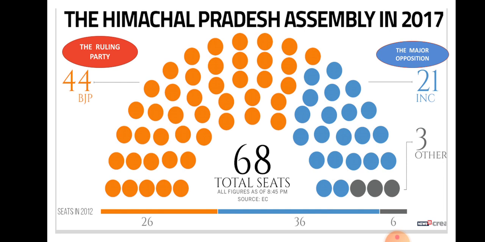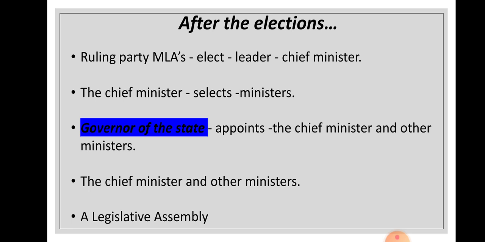In this case, the Indian National Congress (INC) was the major opposition party since it had the largest number of MLAs after the BJP. Among the opposition were other parties including those who had been elected as independent candidates. After the elections, the MLAs belonging to the ruling party elect their leader who will become the chief minister. In this case, the BJP MLAs chose Shri Jairam Thakur as their leader and he became the chief minister. The chief minister then selects other people as ministers.